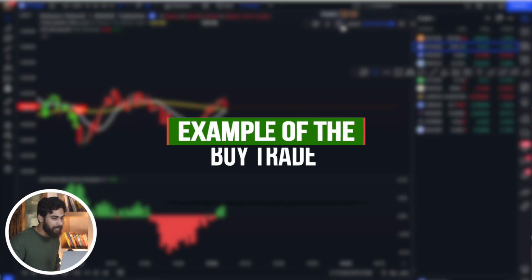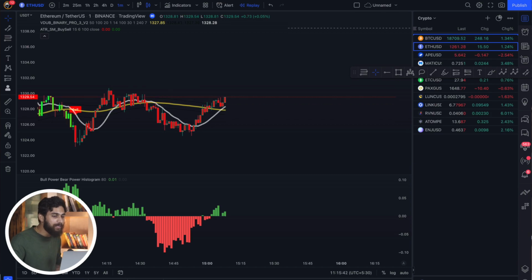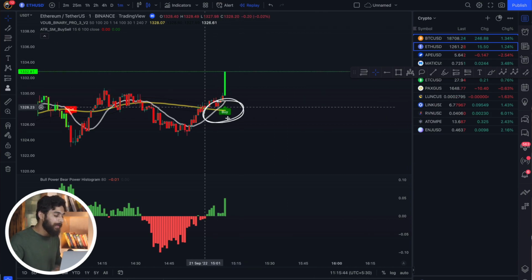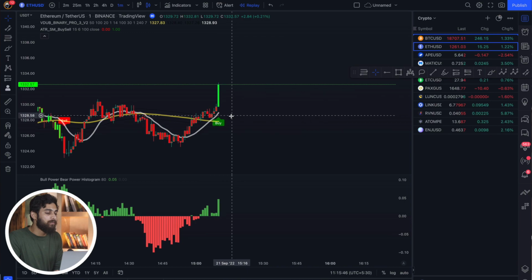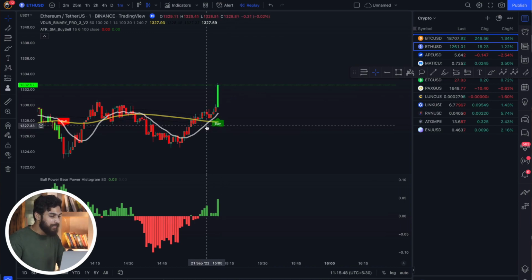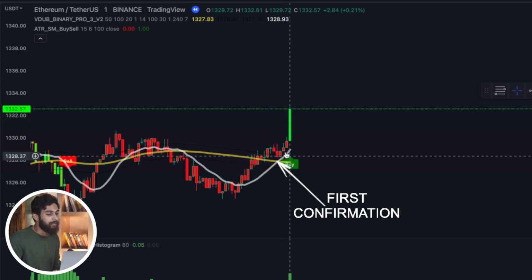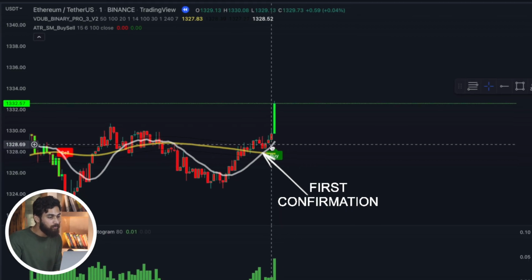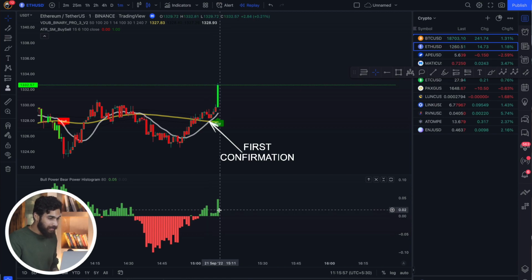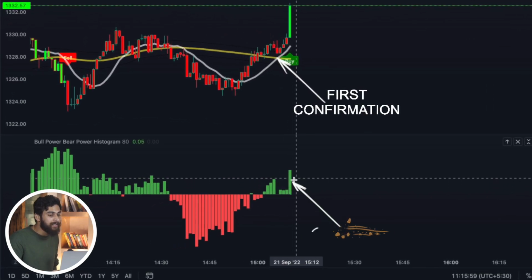To open a buy trade, firstly, see if the indicator is giving us a buy signal. And now the next is to find confirmation. For that, the first confirmation is check if the white line crossed above the green line and now is above the green line. And if that is the case, then move on to the second confirmation, which is to check if the histogram creates a green bar.